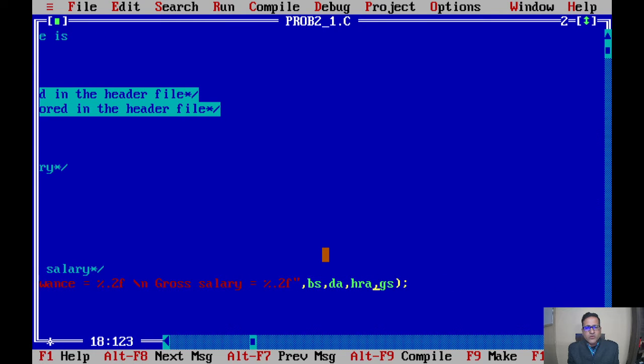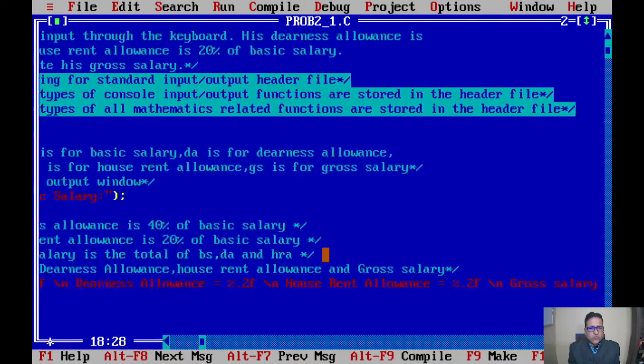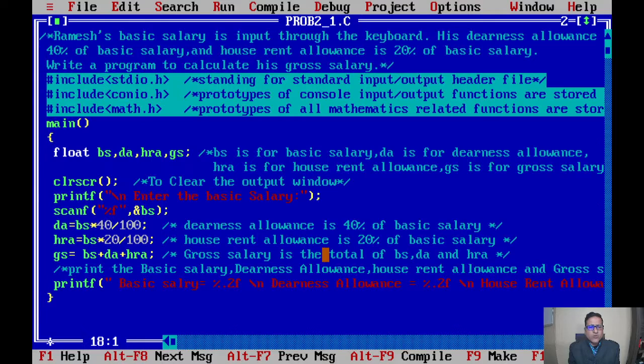Gross salary is equal to %0.2f. Again I put the 0.2 for the 2 decimal places and f for the float, and the inverted commas are closed here, comma BS, comma DA, comma HRA, comma GS, and parenthesis closed, and put the semicolon here. And remember to close the braces of the main function.